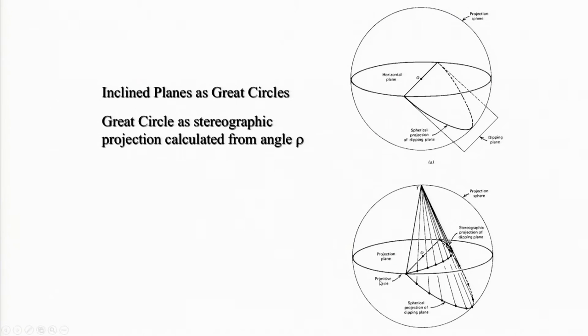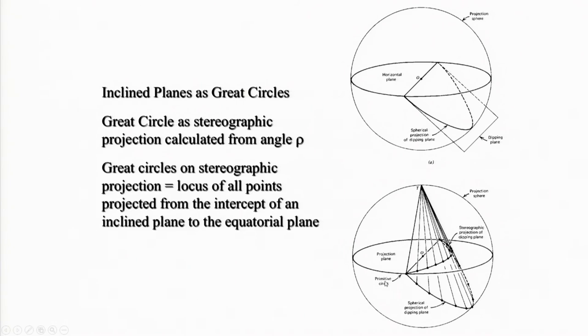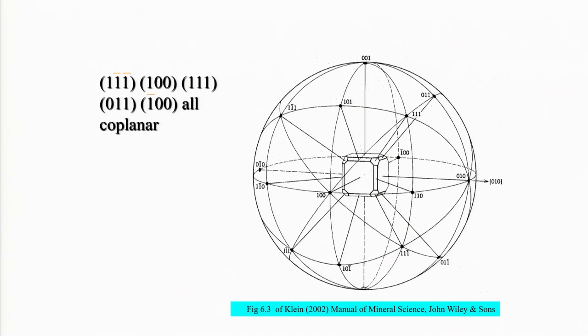That is very, very important here: in the stereographic projection, an inclined plane will have a curvature, whereas a vertical plane will have an intersection with the horizontal plane that will be a straight line. Okay, so inclined planes, these are great circles. This can be calculated from the angle rho here. So, great circles on stereographic projection are the locus of all points that are projected from the intercept of an inclined plane to the equatorial plane that we have just discussed.